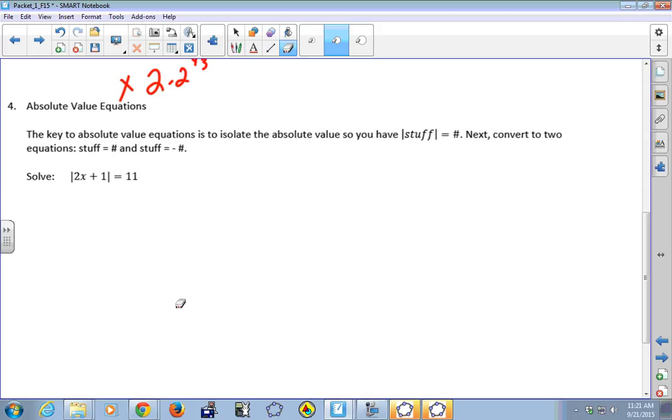You take that stuff and you set it equal to the number you see, and you take that stuff and you set it equal to the opposite of that number. And this is the reason why. I want to show you what this looks like.